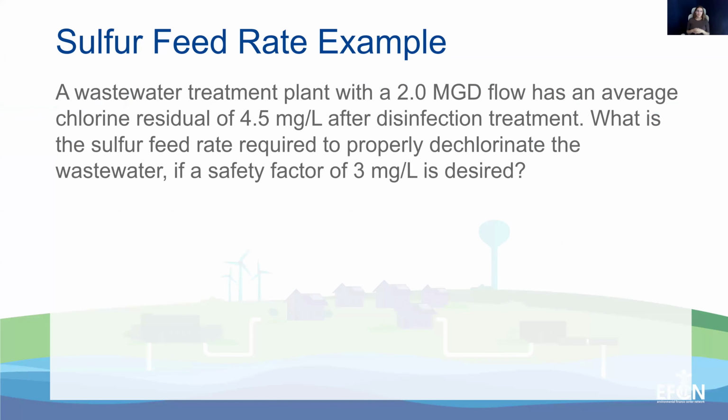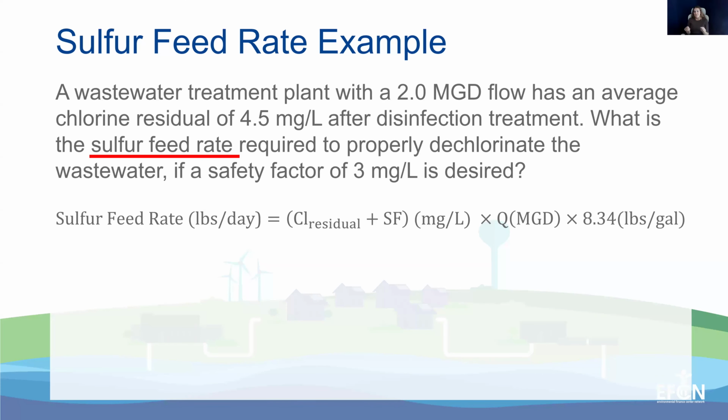So the way this might look is you may have a question of something like this. A wastewater treatment plant with a 2.0 million gallons a day flow has an average chlorine residual of 4.5 milligrams per liter after disinfection treatment. What is the sulfur feed rate required to properly dechlorinate the wastewater if a safety factor of 3 milligrams per liter is desired? So these questions work a lot like our chlorine feed, but real quick, we identify first that we have a sulfur feed rate problem.